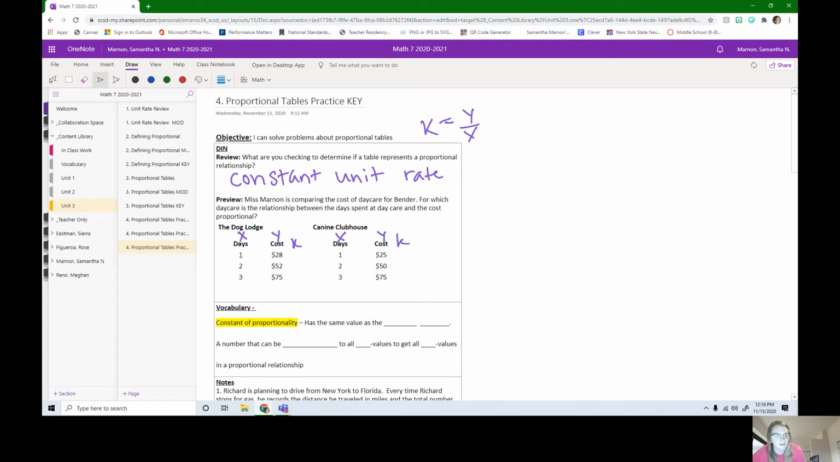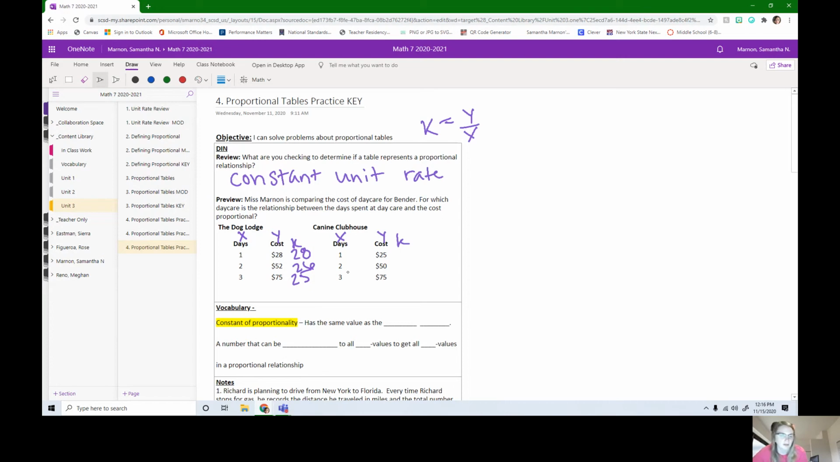So if we do 28 divided by 1, we get 28. 52 divided by 2 is 26. And 75 divided by 3 is 25. So if I pay for 3 days at the Dog Lodge, each day is going to cost me $25. If I do 2 days at the Dog Lodge, each day is going to cost me 26. And if I do 1 day, each day costs 28.